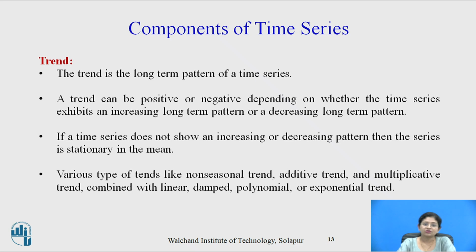So let us see the first component of time series, that is trend. The trend is the long term pattern of the time series. A trend can be positive or negative depending on whether the time series exhibits an increasing long term pattern or a decreasing long term pattern. If the time series does not show an increasing or decreasing pattern, then the series is stationary in the mean. Now various types of trend like non-seasonal trend, additive trend and multiplicative trend combine with linear, damped, polynomial or exponential trend. So in the previous slide I told you we can use all these trends combined.